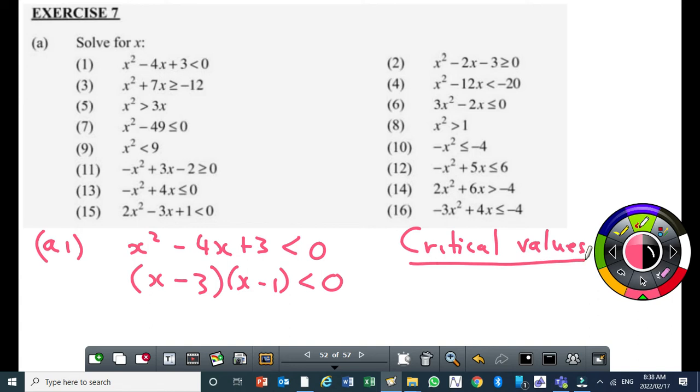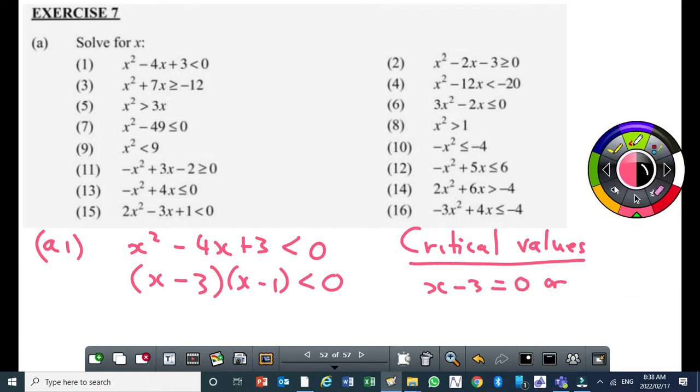Now, for your critical values you just equate these binomial factors to 0, as if you are solving a what? A quadratic equation. So your critical values will be x minus 3 is equal to 0, or x minus 1 is equal to 0. Therefore, your critical values will be x equal to 3 or x equal to 1. Now, if you were to consider this quadratic inequality as a function, these will be your x-intercepts.